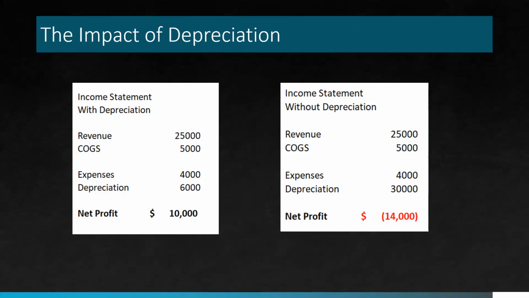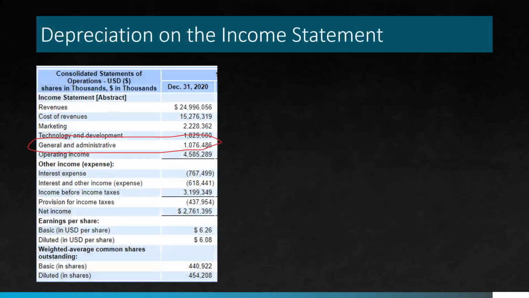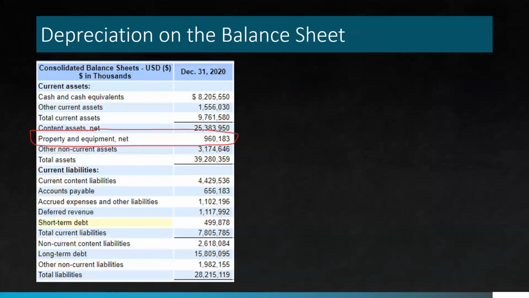This is done because this piece of equipment, this vehicle, or this furniture has a lifespan. So rather than the company taking a hit for the expense all at once, the rules state that a company can depreciate that expense over the lifetime of that piece of equipment. Depreciation on the income statement will typically be under general and administrative expenses, and on the balance sheet, it would show under property and equipment. Every year that you depreciate something on the income statement, your property and equipment will go down.